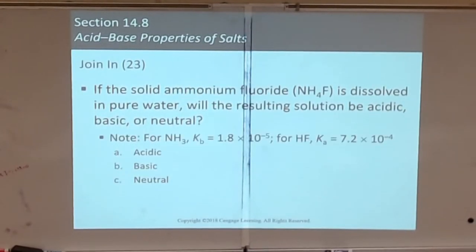If solid ammonium fluoride is dissolved in pure water, will the resulting solution be acidic, basic, or neutral? For ammonia, the Kb is 1.8 times 10 to the minus fifth, and for HF, the Ka is 7.2 times 10 to the minus fourth. So do some quick math. Y'all good? Is that what you got too? What'd you get? I got acidic. Boom. Good? Did I have this during the test? No.